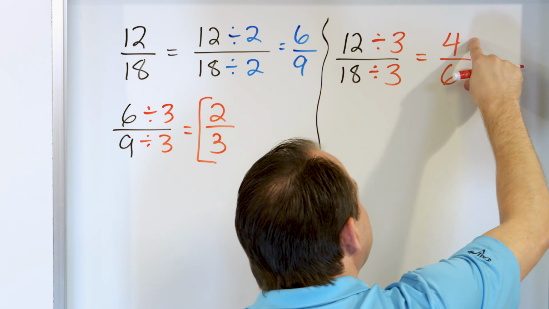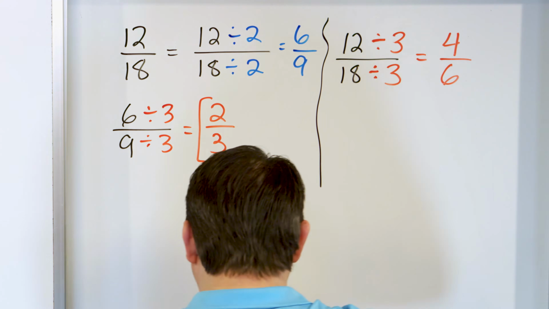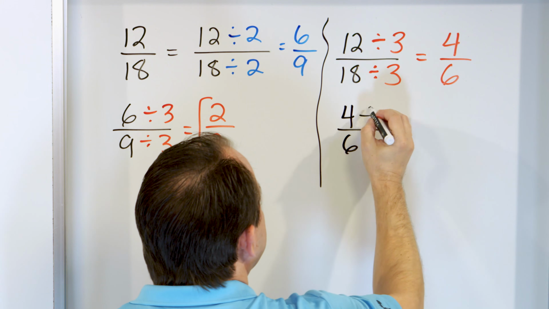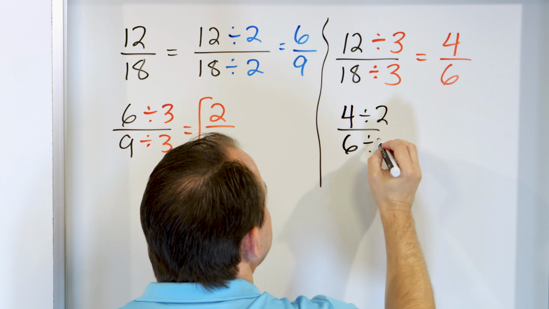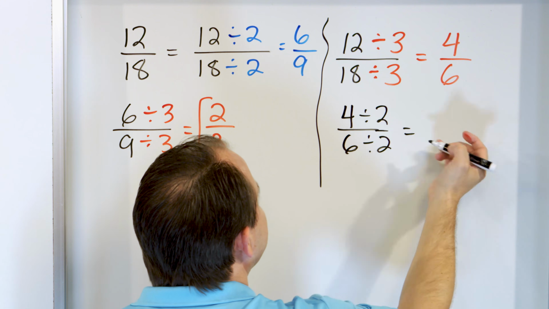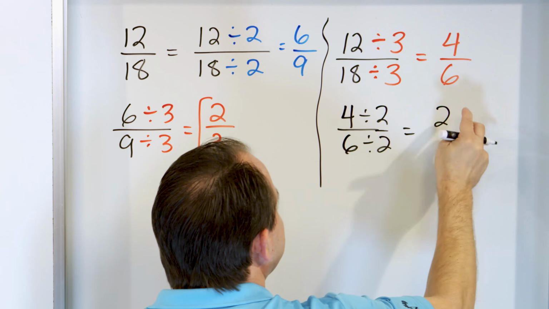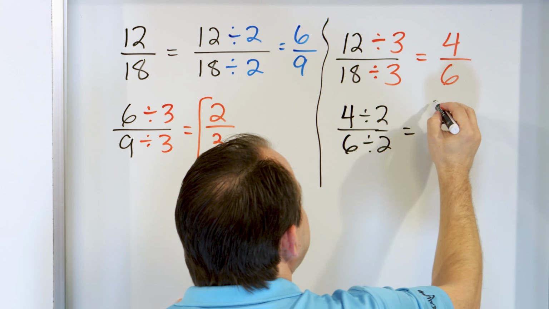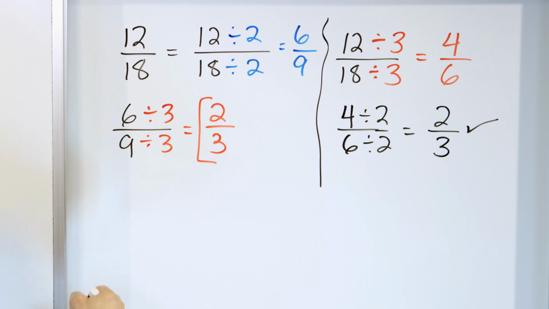But then I look at this and I'm like, well, wait a minute. I'm not done here. I can actually take the 4/6 and I can divide what? By 2. And I can divide by 2 to simplify this further. 4 divided by 2 is 2, because 2 times 2 is 4. And 6 divided by 2 is 3. And so I get a final answer of 2/3, which matches exactly what I got before.